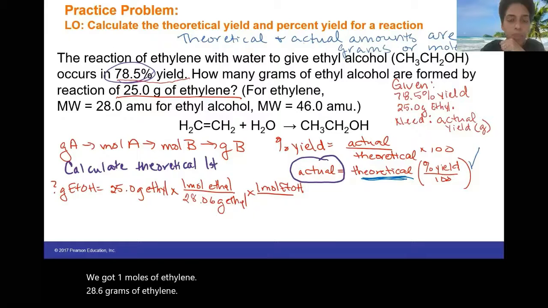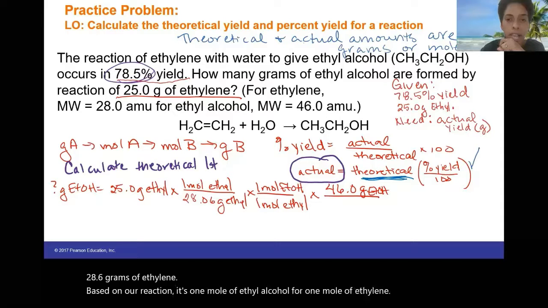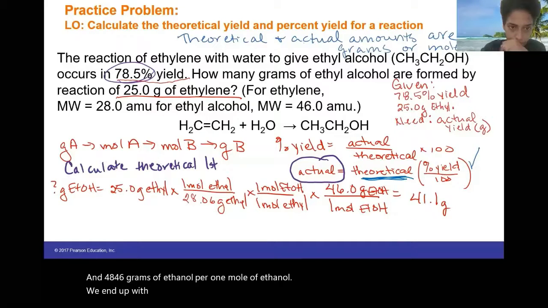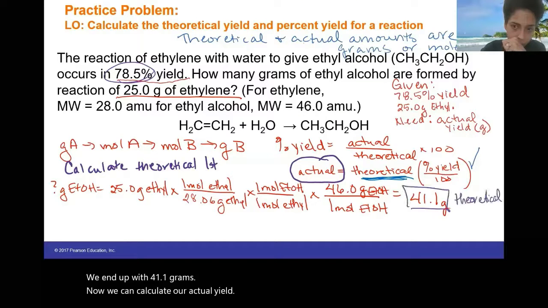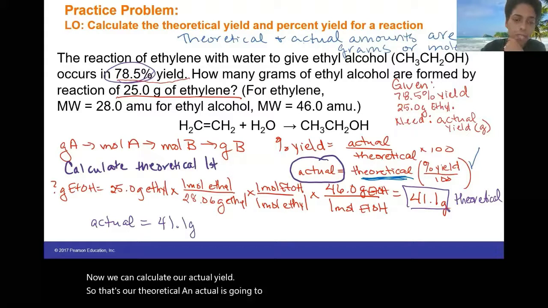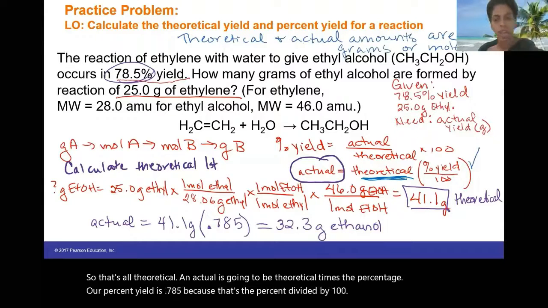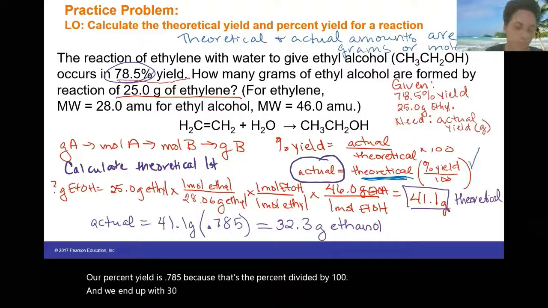Based on our reaction, it's 1 mole of ethyl alcohol for 1 mole of ethylene, and 46 grams of ethanol per 1 mole of ethanol. We end up with 41.1 grams. Now we can calculate our actual yield. So that's our theoretical, and actual is going to be theoretical times the percentage. Our percent yield is 0.785 because that's the percent divided by 100, and we end up with 32.3 grams of ethyl alcohol.